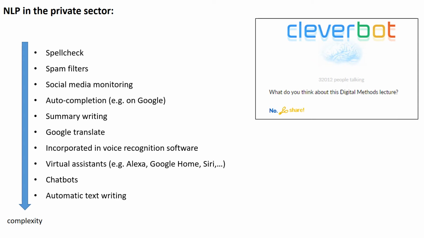And the new frontier, let's say, is automatic text writing, where computers generate text from scratch which is meaningful to us humans. And the ultimate goal here is, for example, to write news articles without any human intervention.